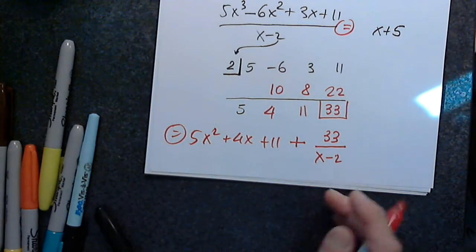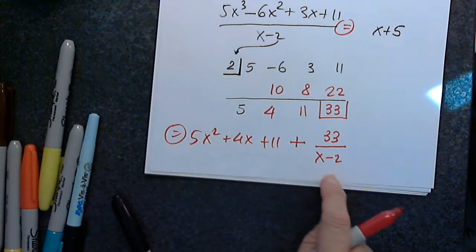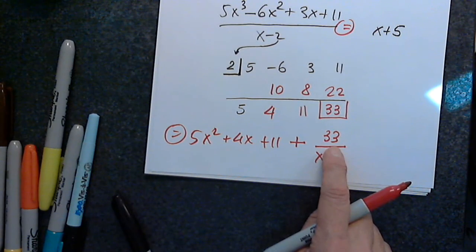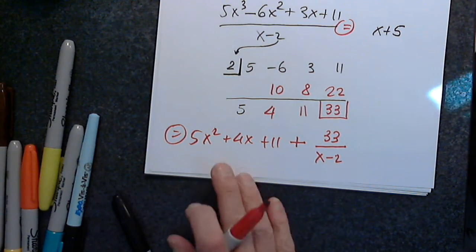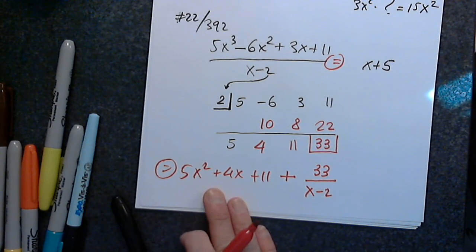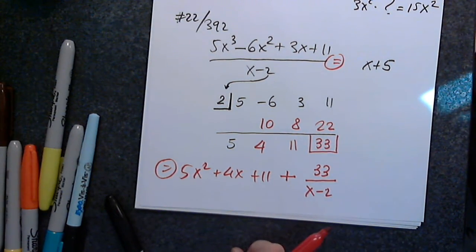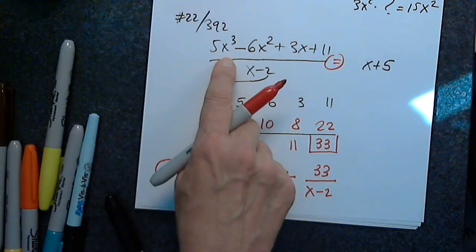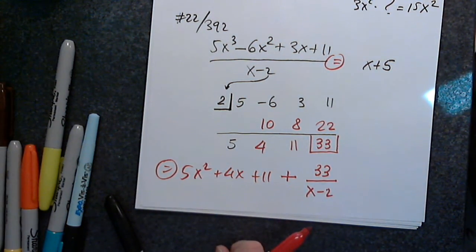How do I check this answer? What if it's wrong? I will multiply all this by x minus 2 and add 33. When I do that, what should I get? The numerator: 5x cubed minus 6x squared plus 3x plus 11. If I don't, this is wrong. Do we need to check?